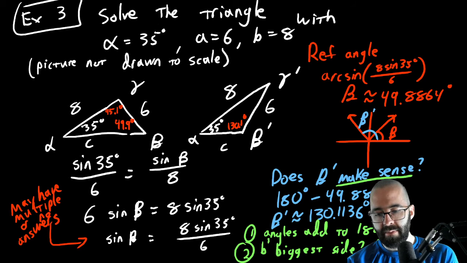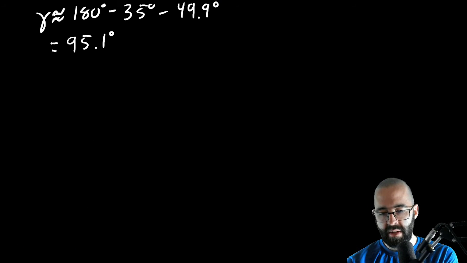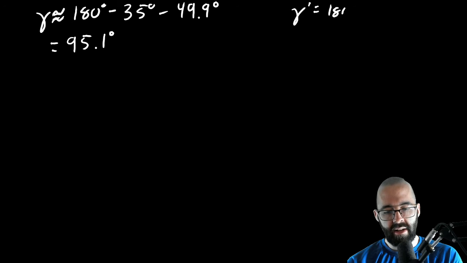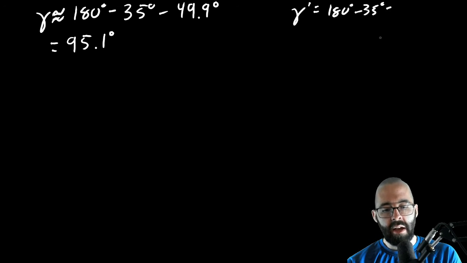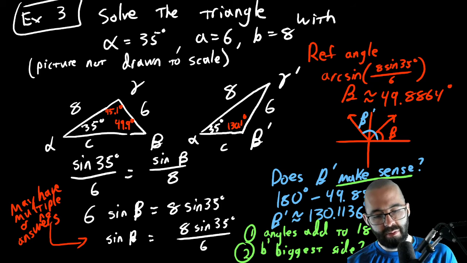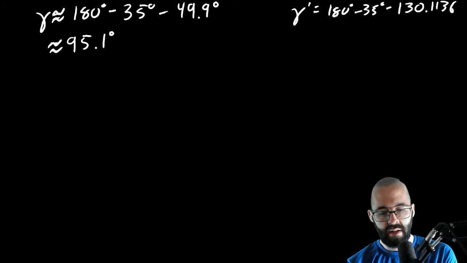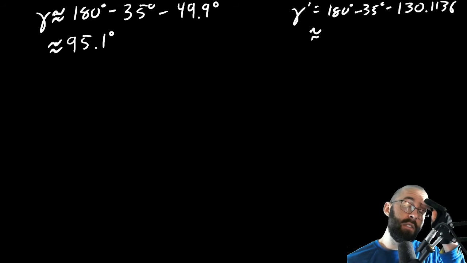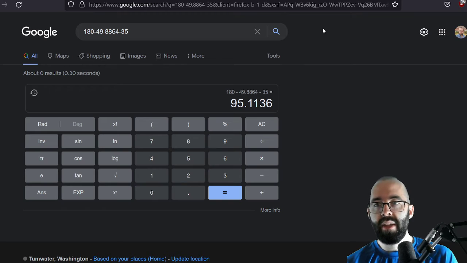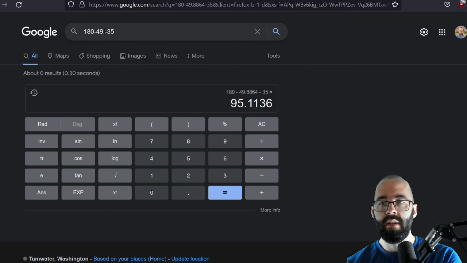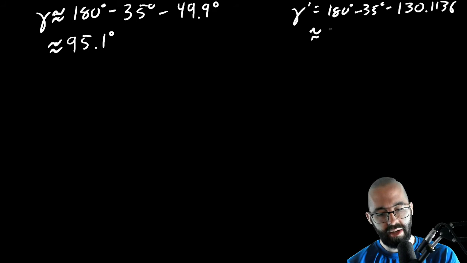Similarly, we can find gamma prime. Gamma prime is 180 degrees minus 35 degrees minus beta prime. Beta prime is much bigger, 130.1 degrees. We're only rounding to a single decimal place here. If you type that all in, 130.1 is fine for this. You get 14.9 degrees. Gamma prime is much smaller.